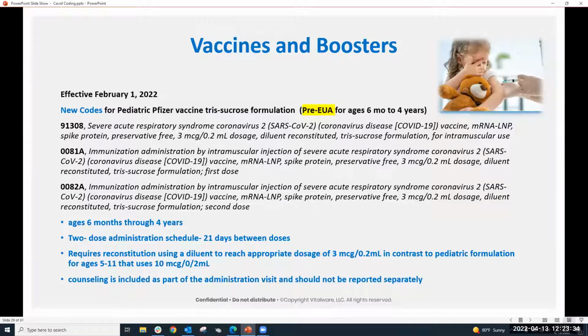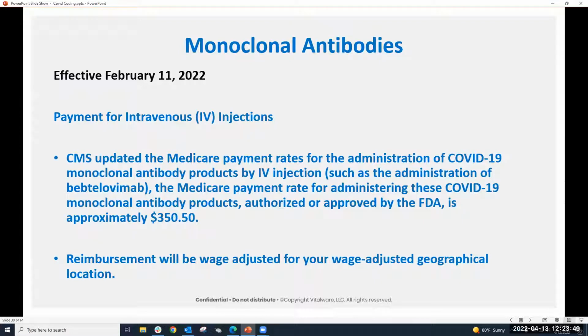It's a 2-dose administration schedule, and it's 21 days between doses. It does require reconstitution using a diluent, and the counseling is included as part of the administration visit and should not be reported separately.